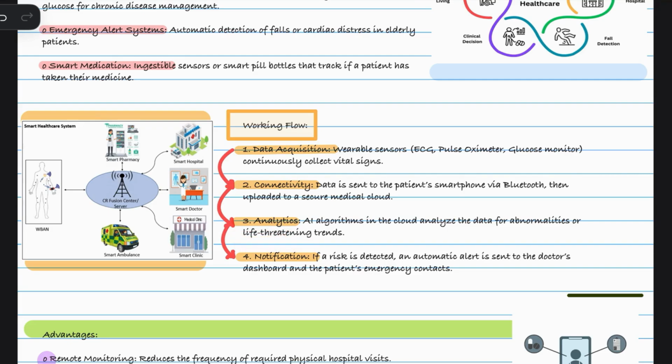Then comes the analytics. In the cloud, there are sophisticated AI algorithms continuously streaming the data and looking for any dangerous anomalies, like cardiac arrest or a drop in oxygen. And if there is any, it is notified. The moment an anomaly crosses a dangerous clinical threshold, the system triggers a high priority alert to the doctor's dashboard or fires automated emergency coordinates to the patient's family. So whatever the notifications are, they are performed.